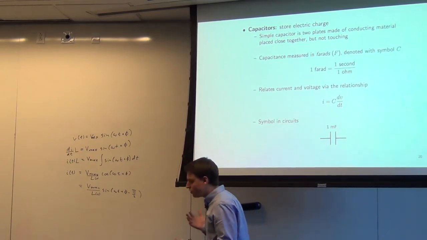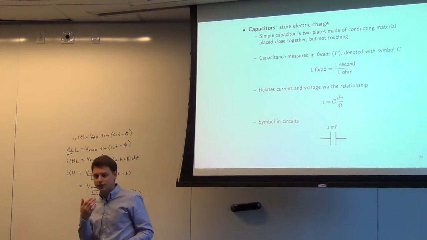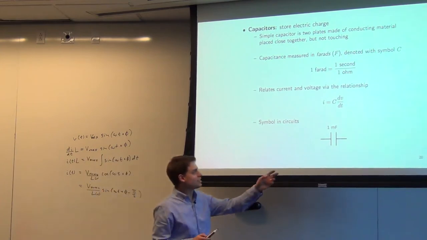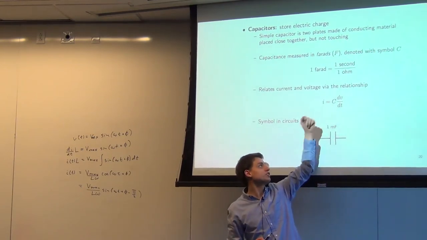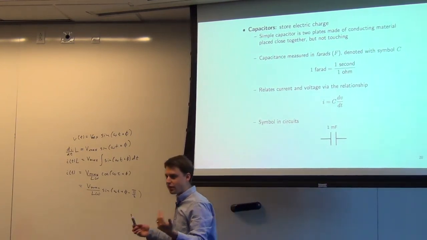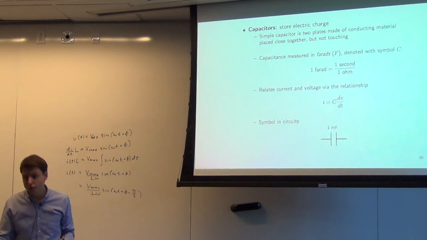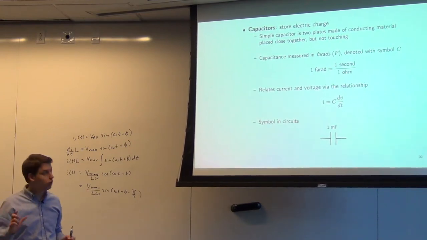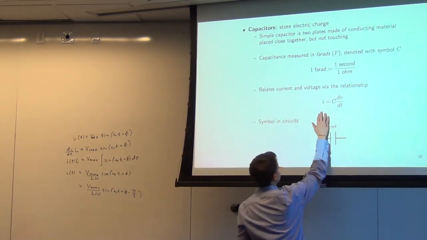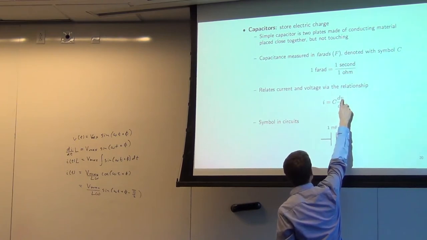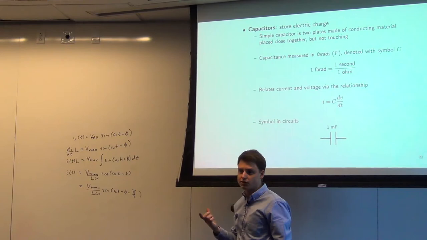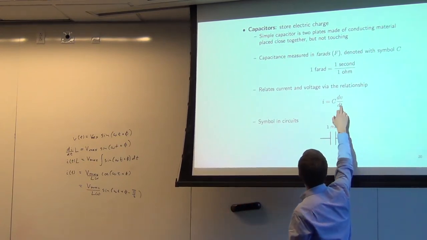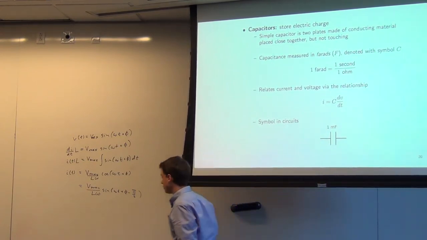But again, the real way to think about capacitors is through their functional definition, which is their version of Ohm's law, and is very similar to the inductor, just the roles of voltage and current are flipped. So the capacitance times the derivative of voltage with respect to time equals the current. With the inductor it was the opposite: the derivative of current was equal to something times the voltage.